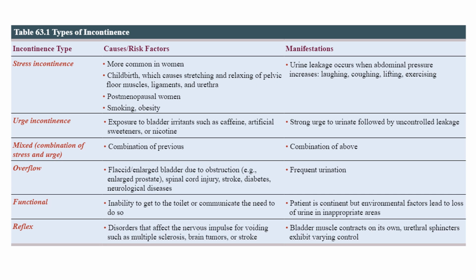Then we have urge incontinence, and this is when you have to really go right now, or you feel like you're going to have an accident, and you will have an accident. So this is when there are bladder irritants like caffeine, artificial sweeteners, or nicotine that can cause urge incontinence over time. You can have a mix of the different incontinences. And then we have overflow, functional, and reflex, so you can read those on your own.